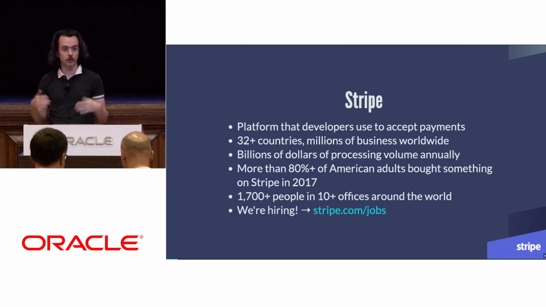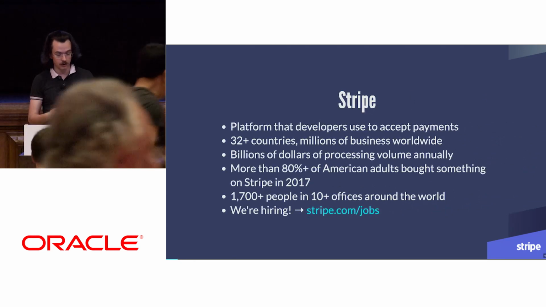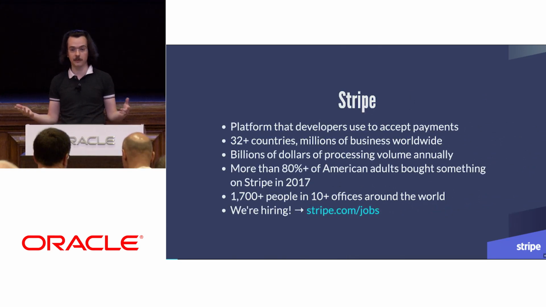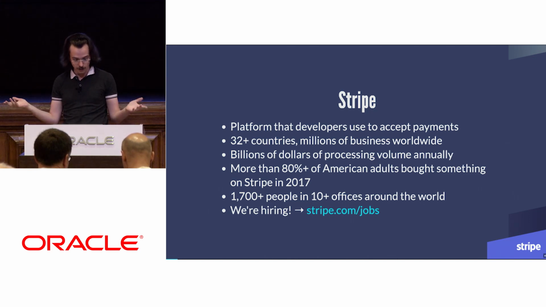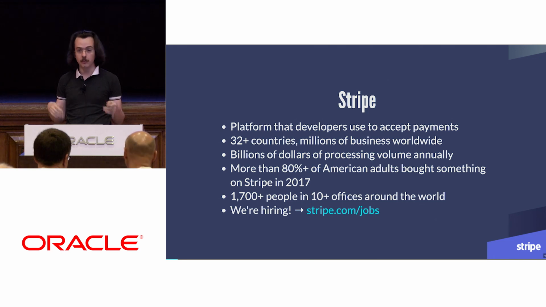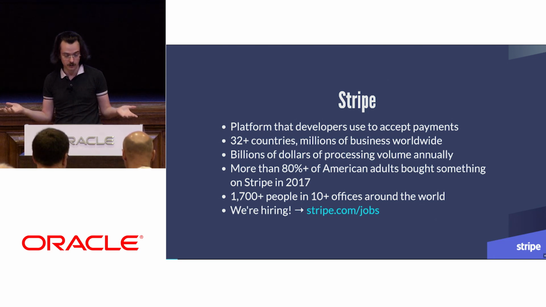So to give you some background, what's Stripe? Stripe is a company who developed ways to accept payments on the internet. We run in a lot of countries. We have billions of dollars that process through our systems annually. More than 80% of American adults used us in 2017. We have more than 1,700 people, and we're hiring.